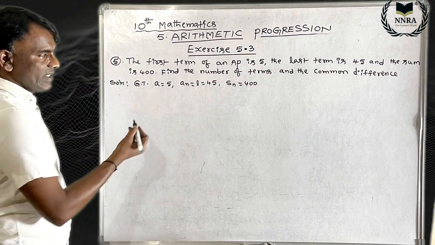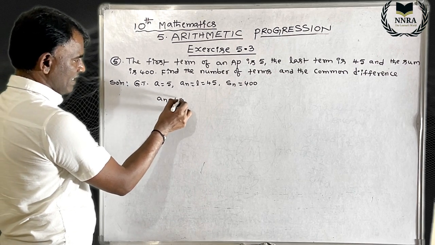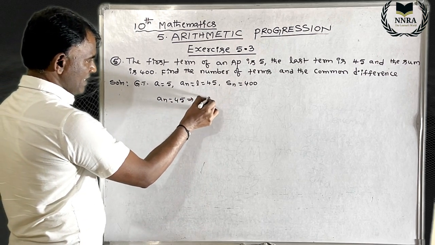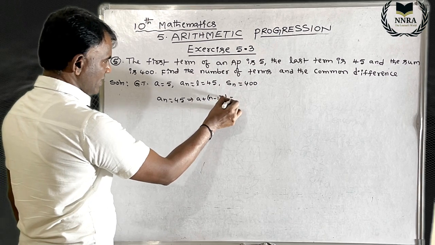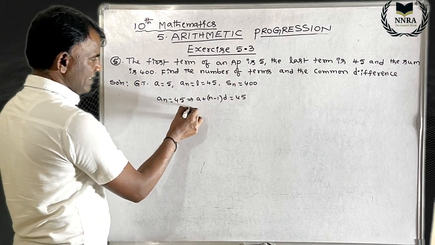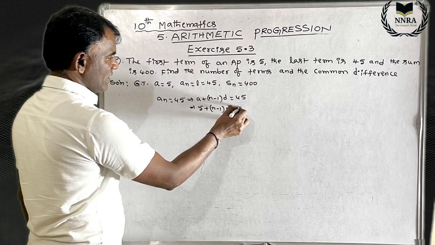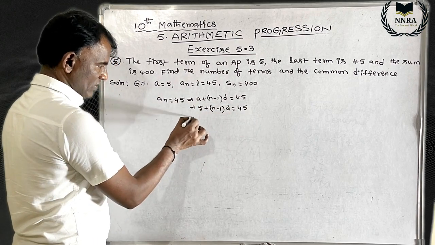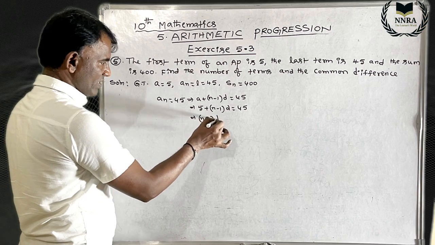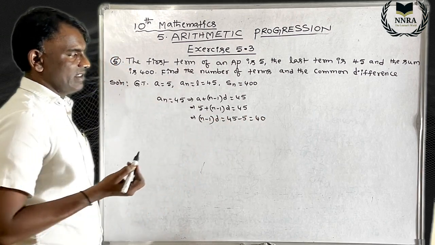Now again I am taking this an value. So an equal to 45. That can be written as a plus (n minus 1) into d equal to 45. Now what is the value of a? 5. Just substitute 5. Then (n minus 1) into d equal to 45 minus 5 equal to 40.